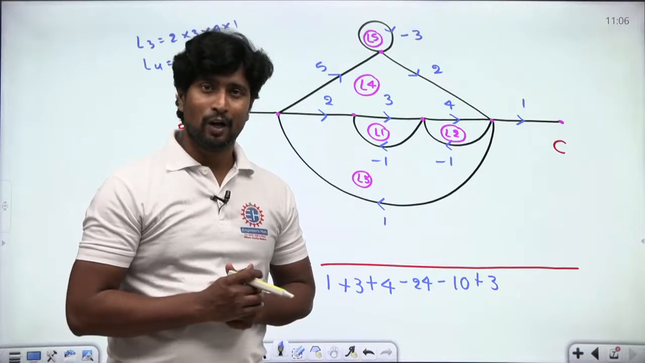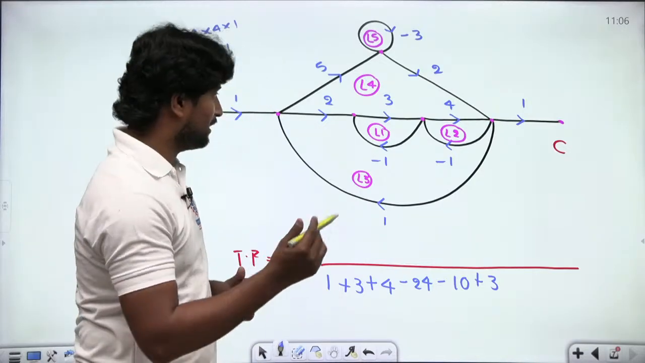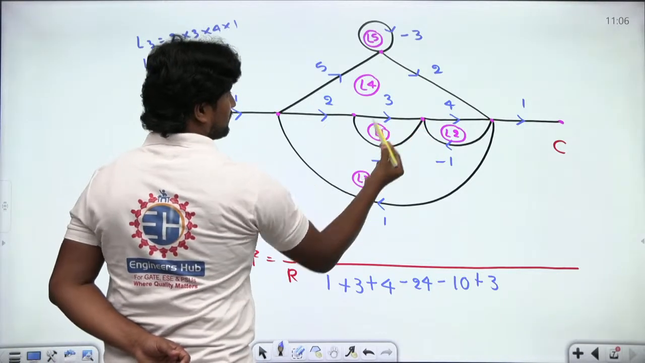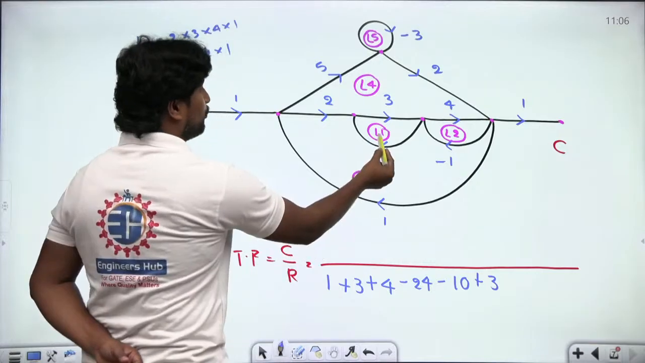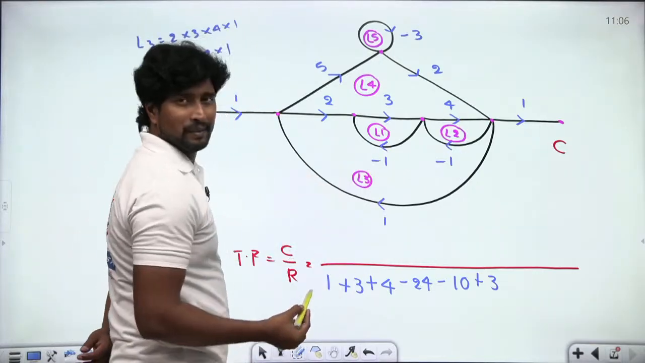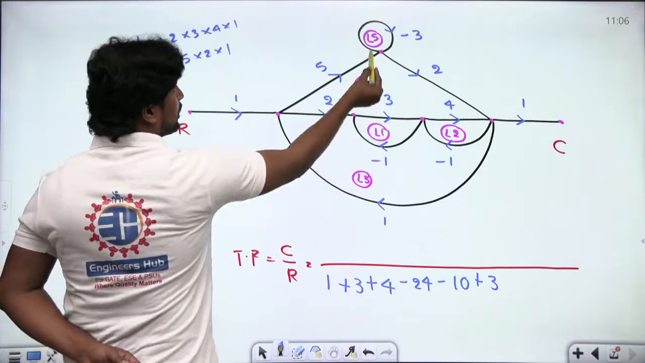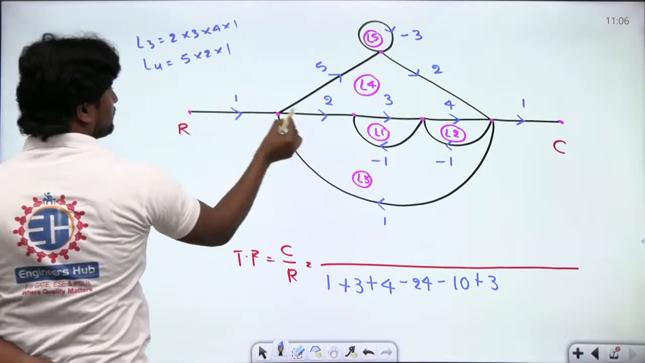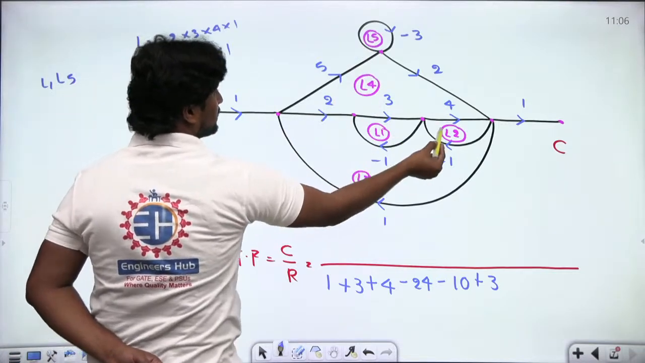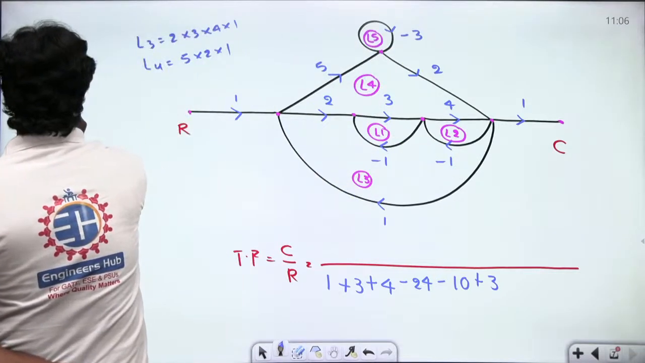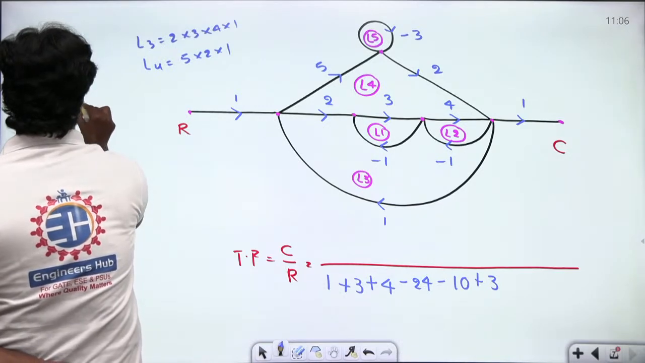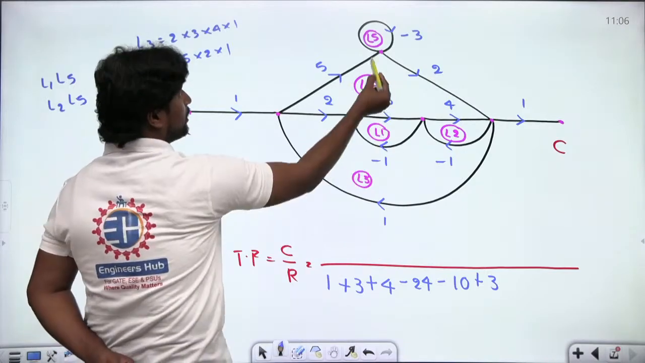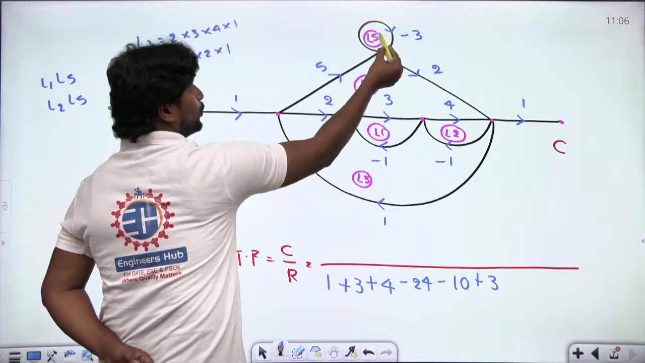Next, we need to look at non-touching loops. How many non-touching loops are present here? Guys, carefully listen. Loop 1 and loop 2 are touching here, and loop 1 and loop 3 are also touching. But clearly observe it: loop 1 and loop 5 are non-touching. Loop 2 and loop 5 are non-touching. Say yes or no? Are you clear?